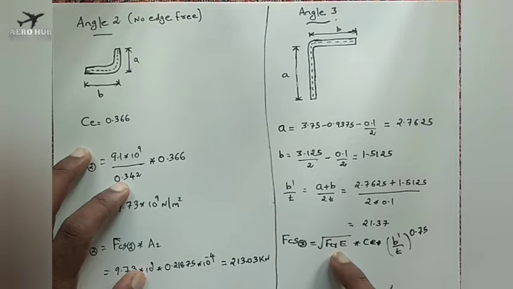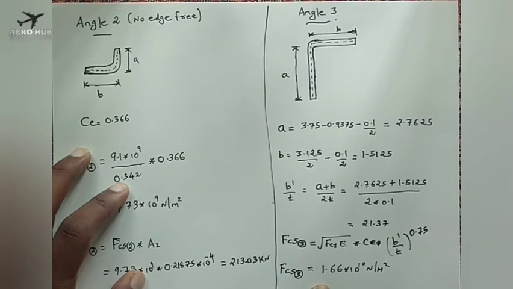We have done the previous step. So if I substitute all the values of FCY, E, CE and B dash by T, I will be getting the answer for FCS of angle number 3. So FCS of angle 3 is 1.66 into 10 power 10 Newton per meter square. This is the FCS of angle 3, that is nothing but the crippling strength of angle number 3.